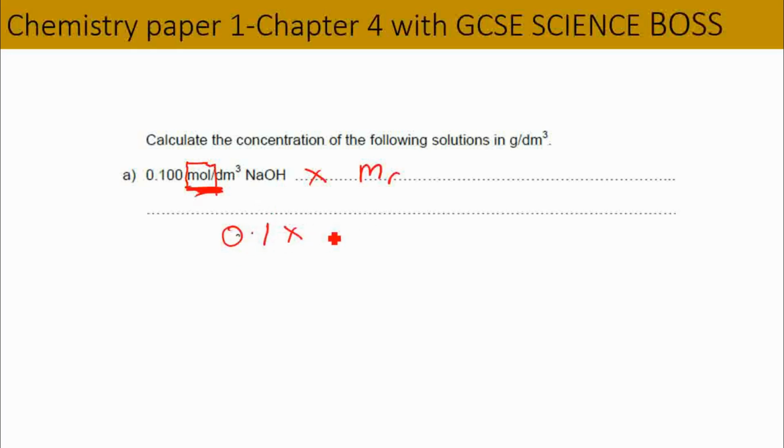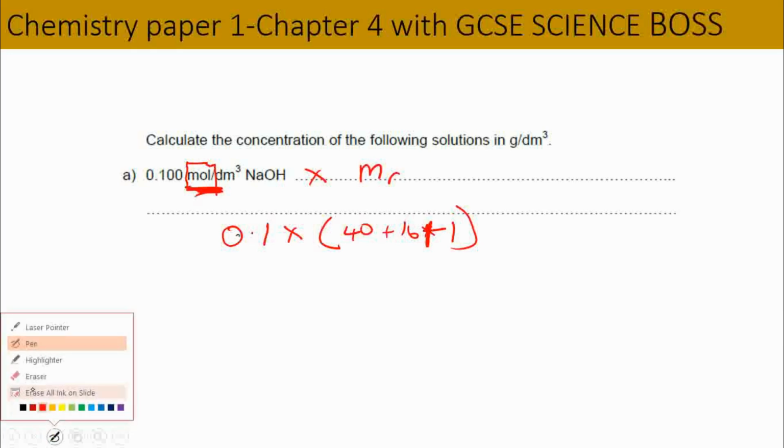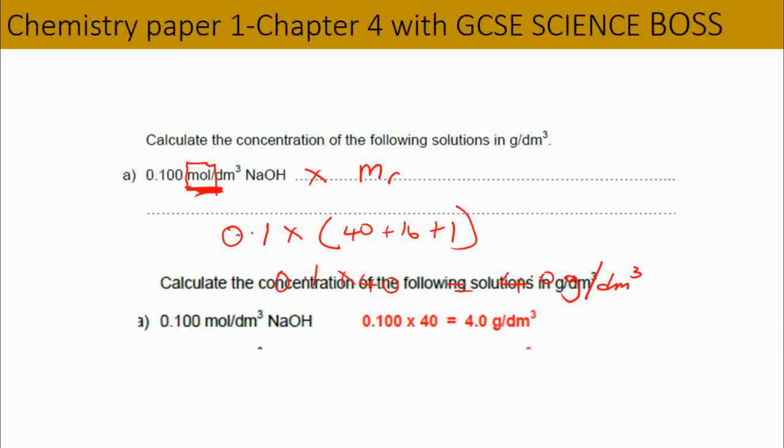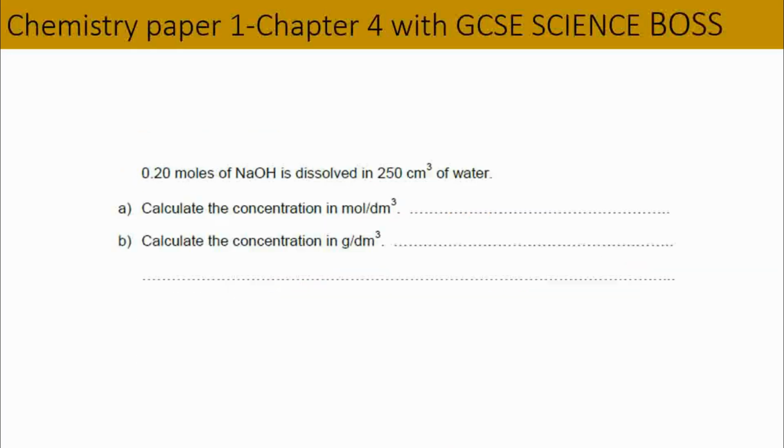We're going to be timesing that by 40 plus 16 plus 1. Okay, so 40 from the periodic table. Let me just fix that for you. Made a mistake there. Okay, good. So plus 1 is going to be 0.1 times by 40, which is going to give me 4.0 grams per dm cube. Good. Here it is. Check that one. So here is another one.